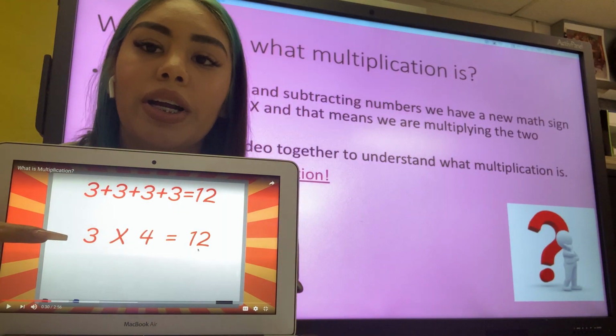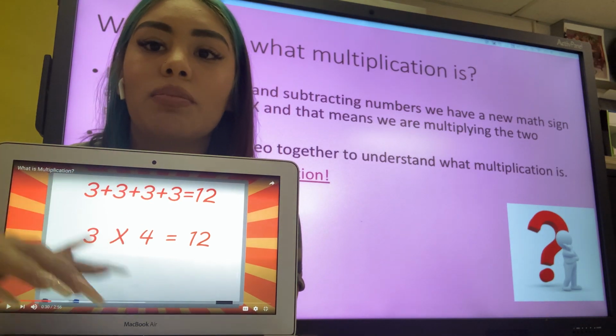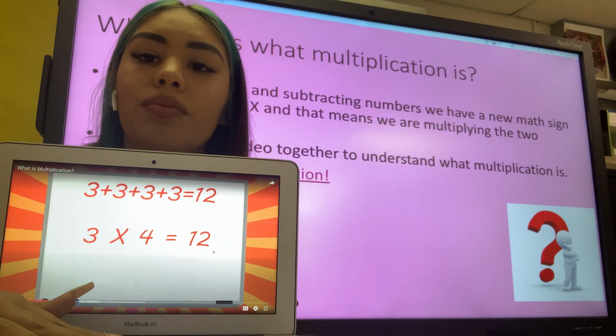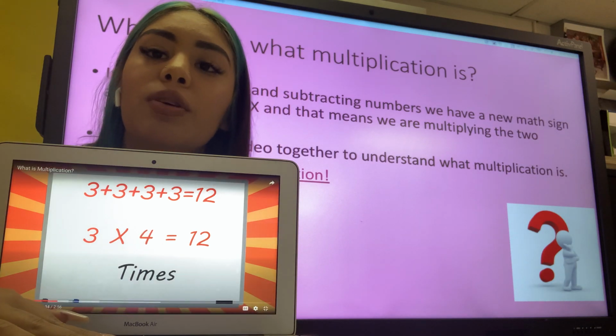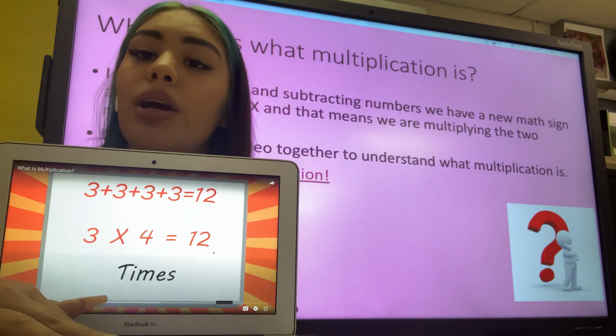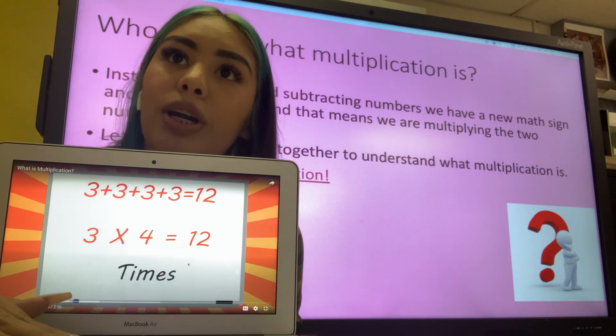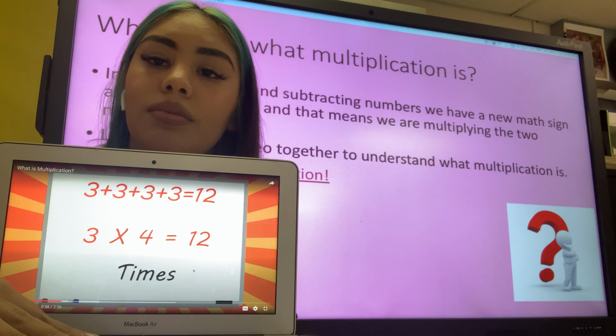So did you hear that? Instead of adding the number multiple times, we're going to multiply. When we say the word times, it means we are multiplying. So in other words, another word for multiplication is times. Instead of saying we are going to multiply 3 times 4, we are adding the same number over and over.